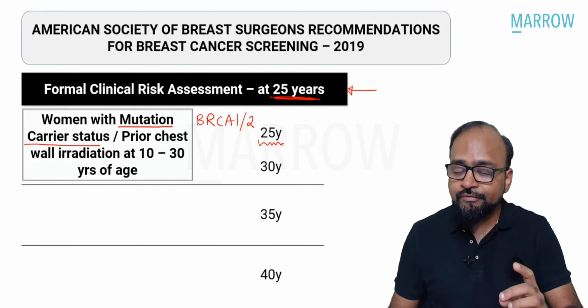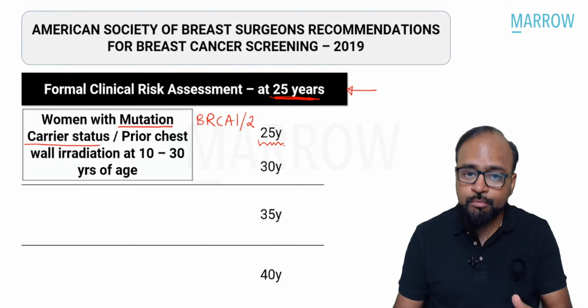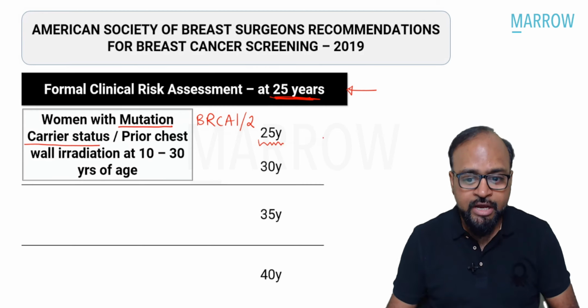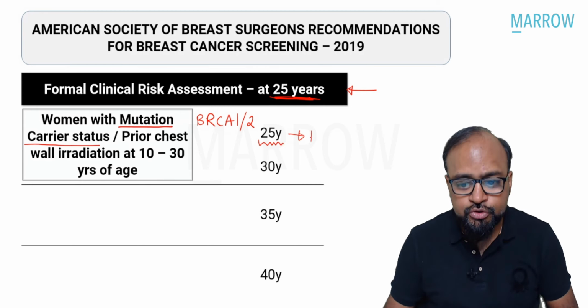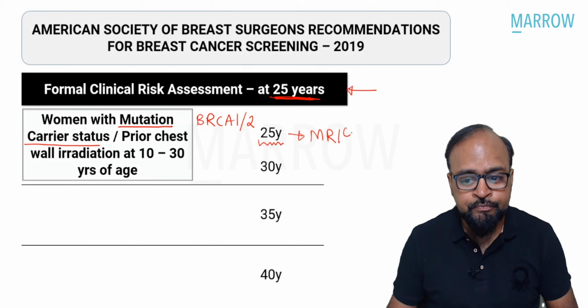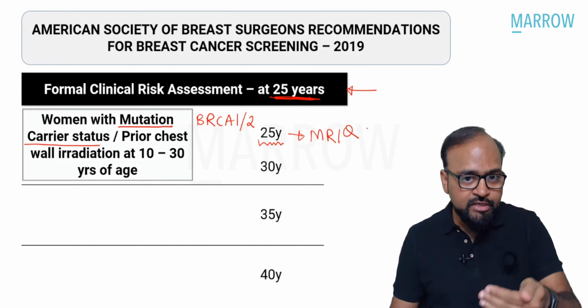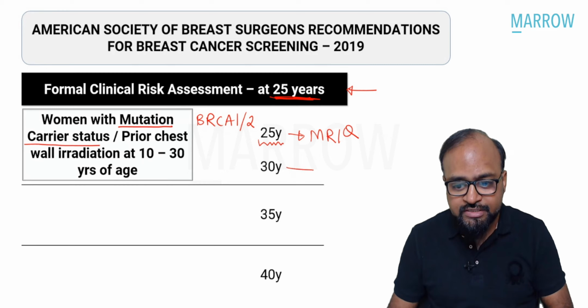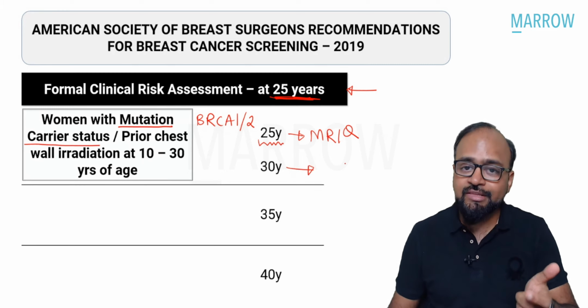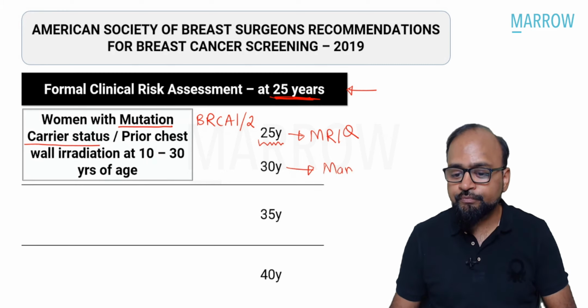But at 25 years, mammography will not work because the breast tissue is very dense. And therefore, at 25 years, you have to start screening by using MRI. Use it once yearly for 5 years. Once the patient has reached an age of 30 years, then you can switch to mammography.